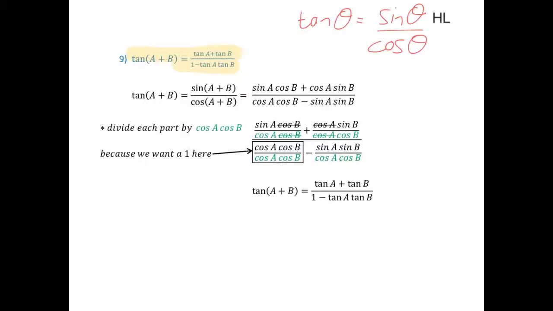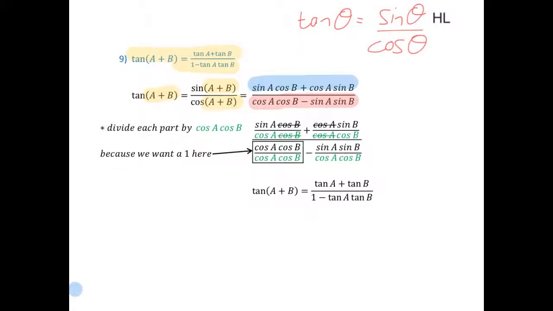And then once we do that, in this case we realize that we have an angle of a plus b instead of just an angle theta. So we have sine a plus b divided by cosine a plus b. And then from our previous formulae, we write that sine of a plus b is sine a cos b plus cos a sine b, and cos of a plus b is cos a cos b minus sine a sine b.